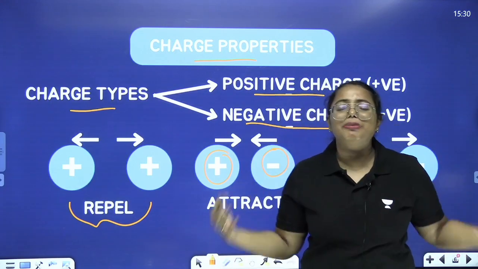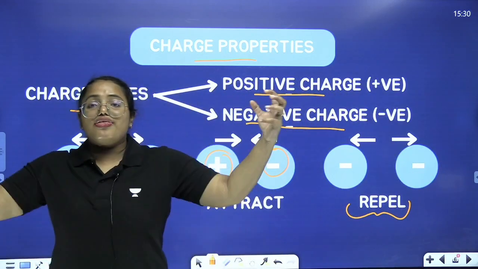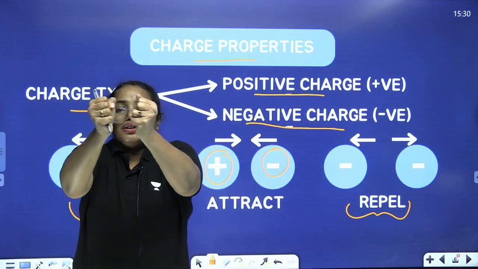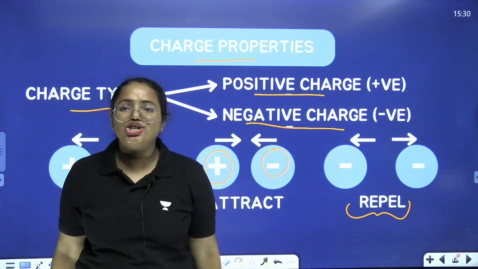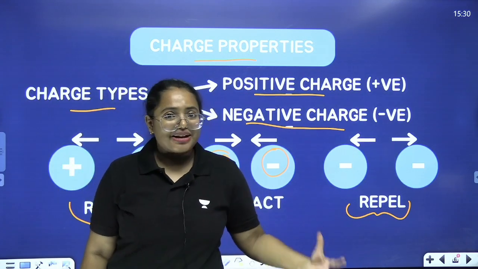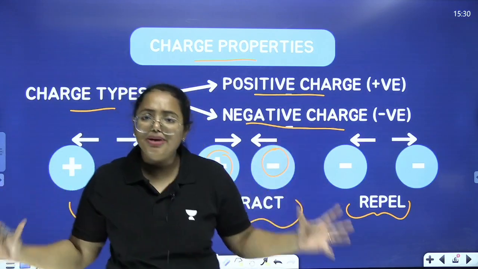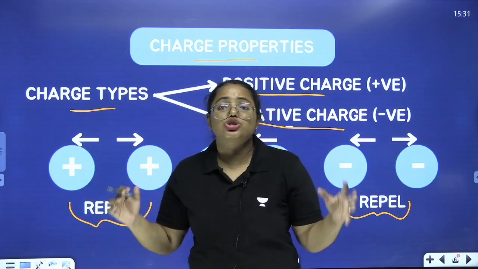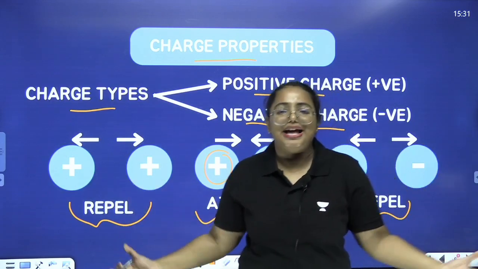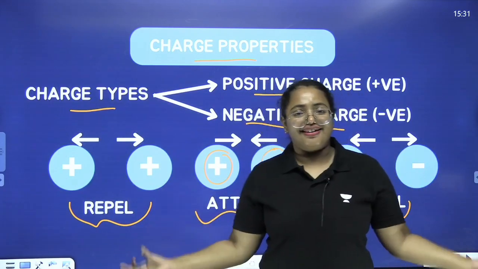So these are dissimilar charges. As you consider two dissimilar charges, they are going to move towards each other. That means they attract. So two dissimilar charges attract, whereas two similar charges repel each other. That is the main property that we need to learn here.